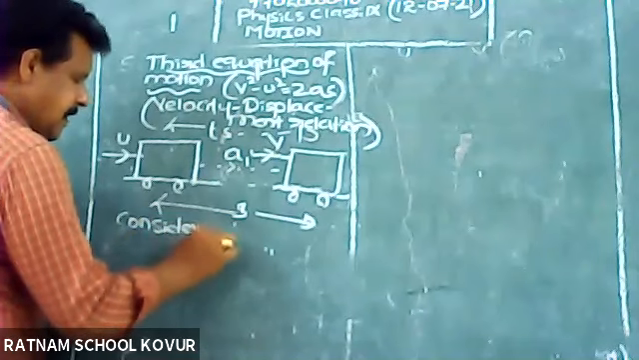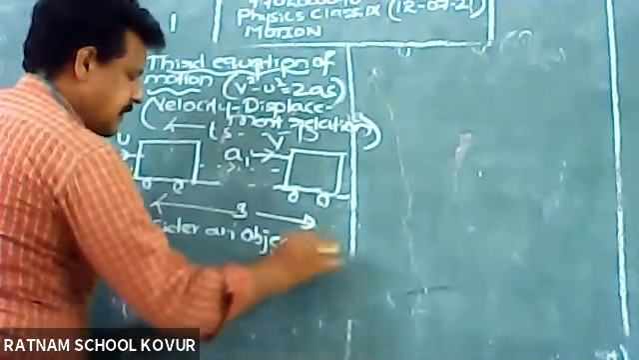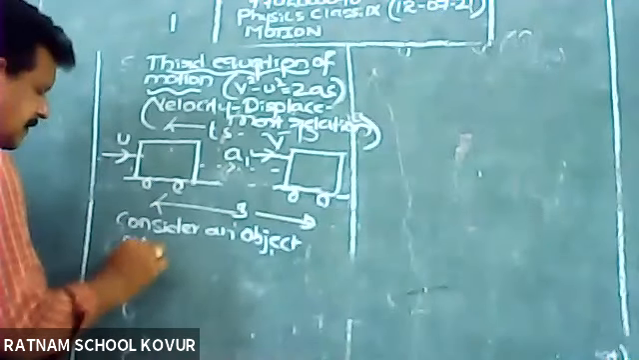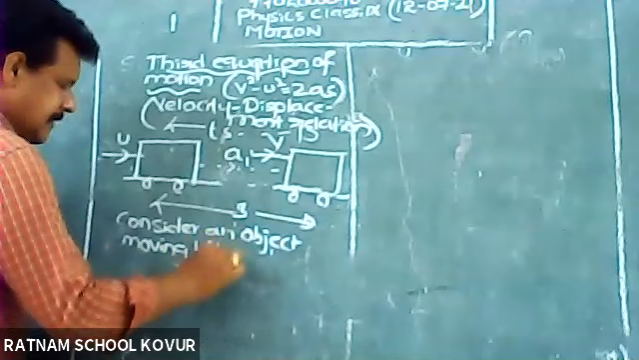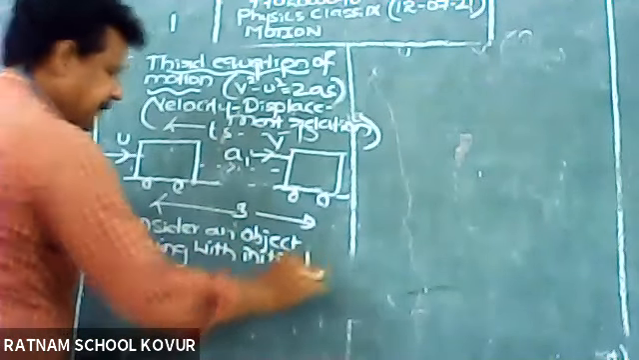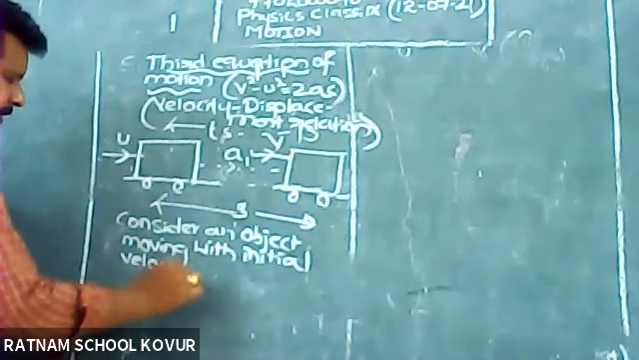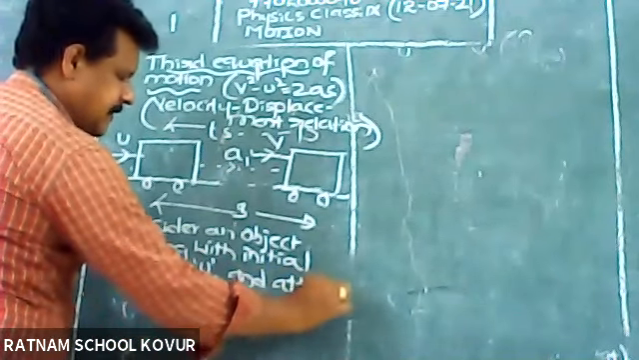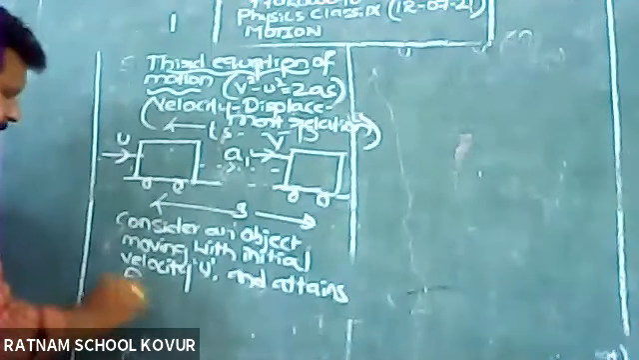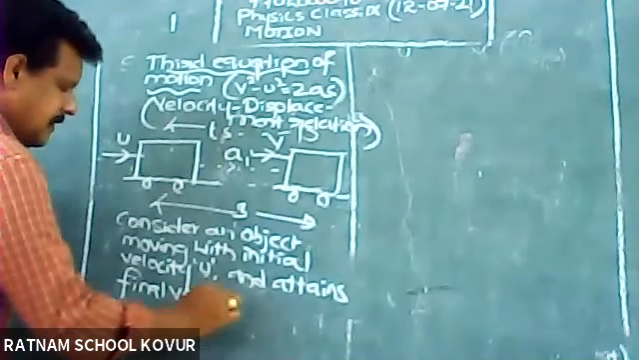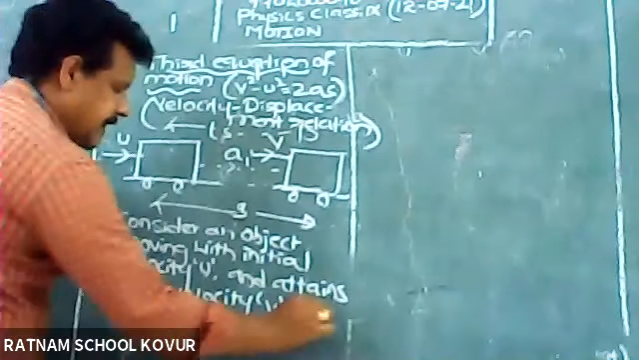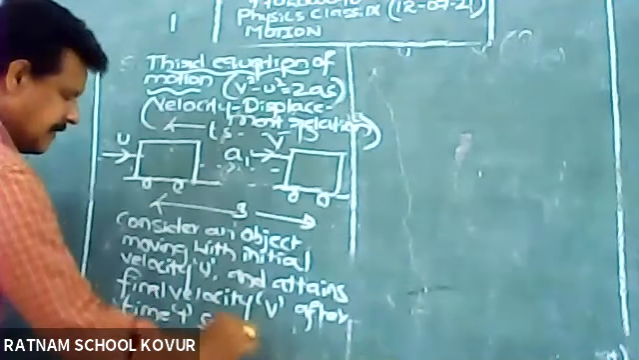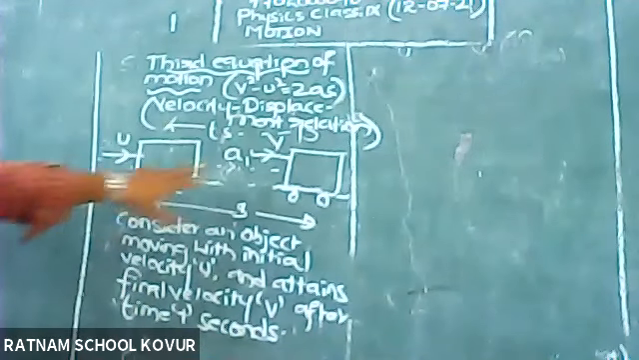Consider an object moving with initial velocity u and attains final velocity v after time t seconds, and it has traveled a displacement of s.